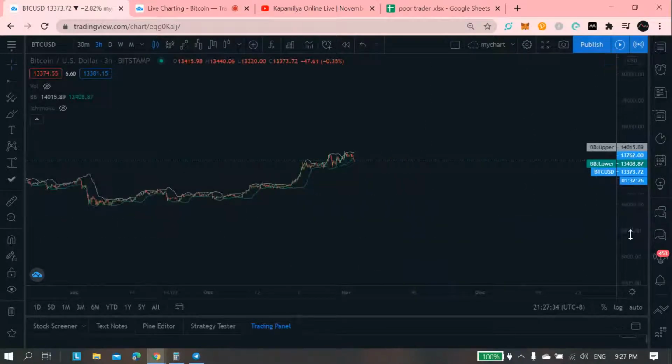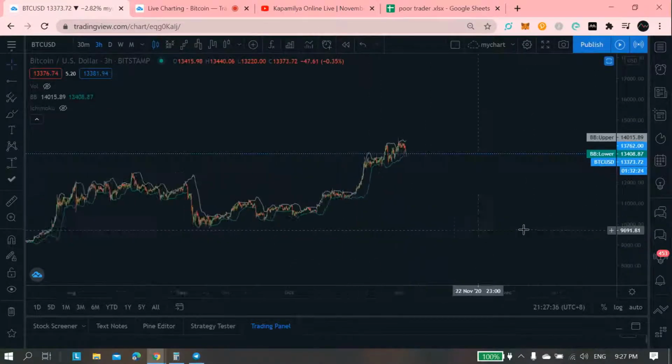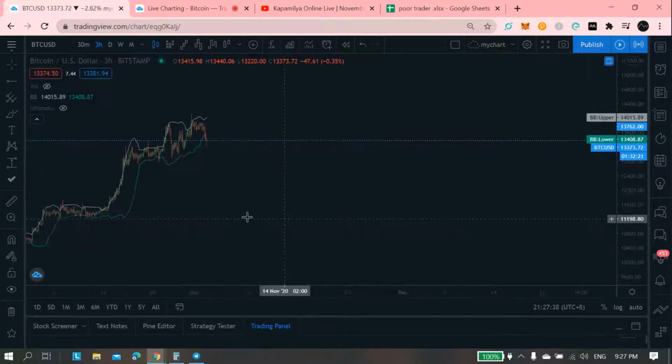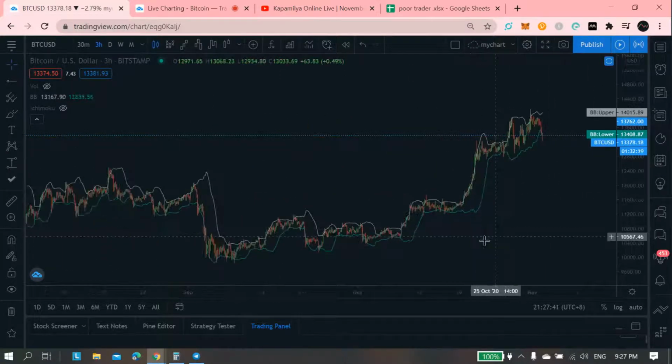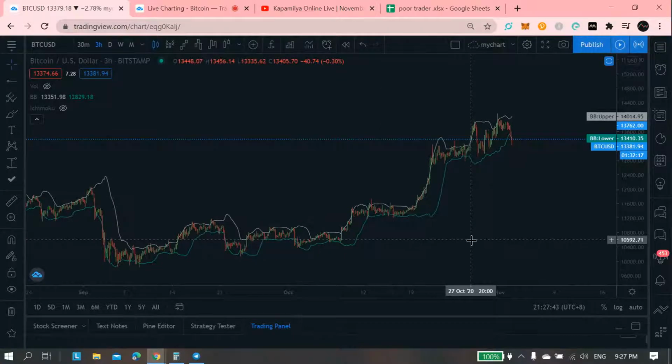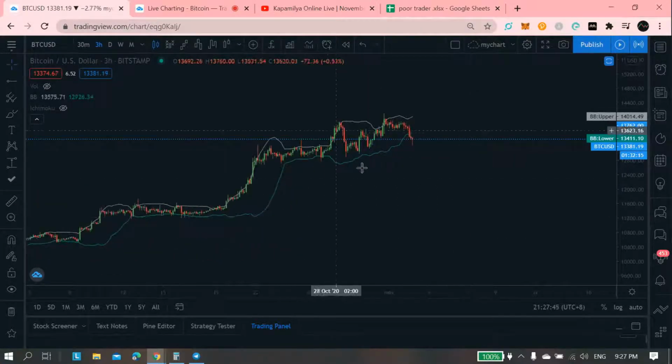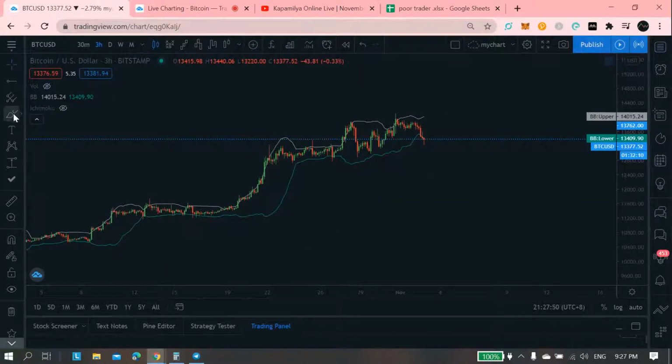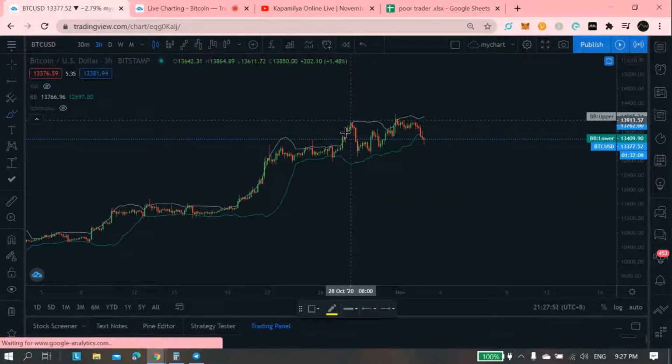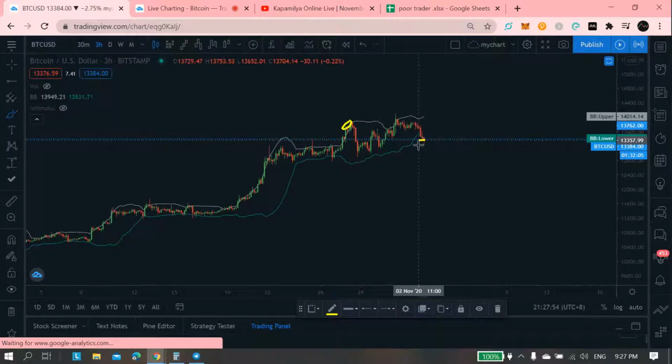Okay, let's get back to the 3 hours time frame. Anyway, if you are scalping, I normally use this Bollinger Band. I trade the extremes, normally, of course, if it goes out of the band, like for example, this one. That's where I normally trade. I don't trade at the middle of the band.